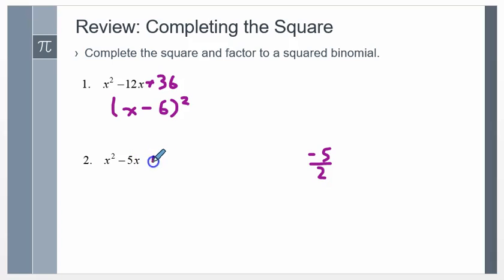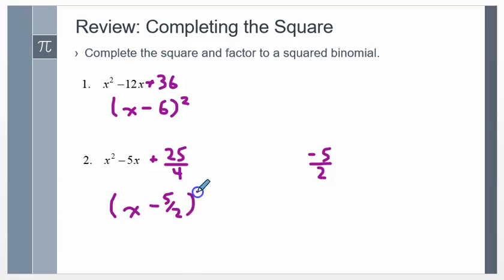That means you end up adding 25/4. Because when you multiply a fraction by another fraction, you just go straight across. So -5 times -5 and 2 times 2. The factoring still comes down the same way I described earlier. It's just going to be half of the middle number, which we said was the -5/2.